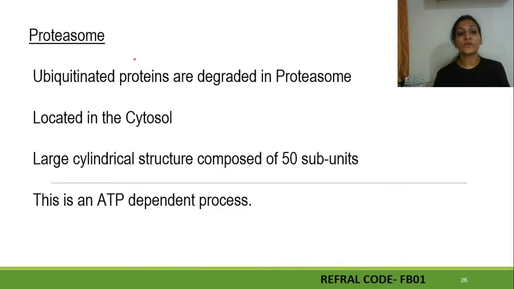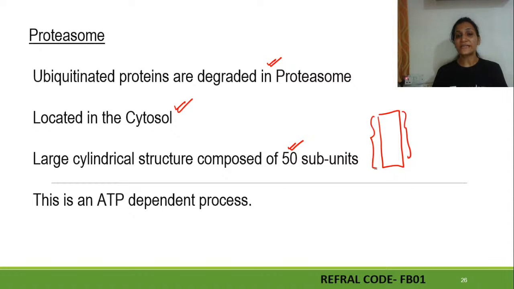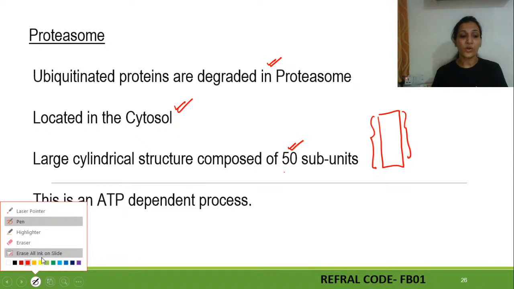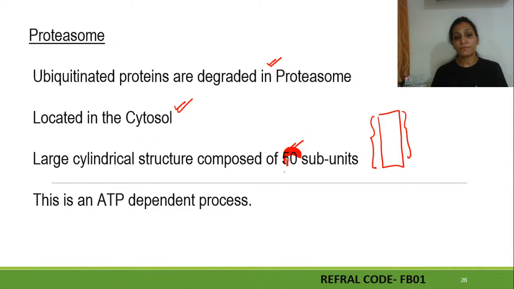So what is this proteasome? Ubiquitinated proteins enter into proteasome assembly, and where is this located? It is located in the cytosol, and it is a large cylindrical structure of 50 subunits. It is barrel shaped, or cylindrical in nature, or drum shaped. Sorry, it's a very big molecule made up of 50 subunits.